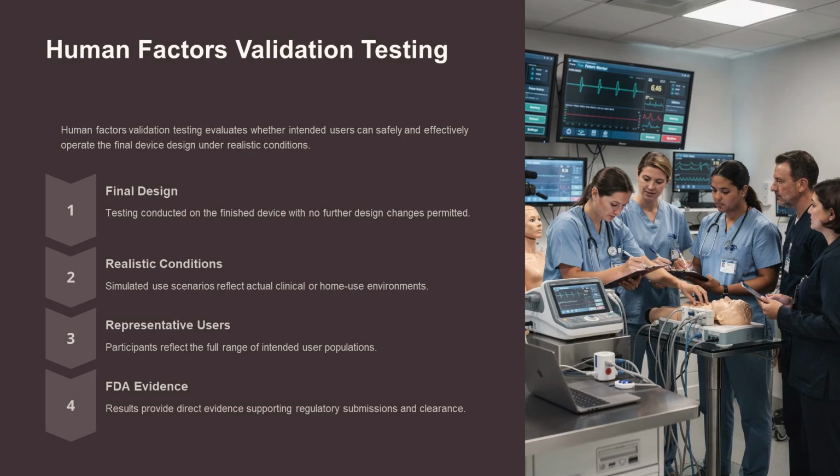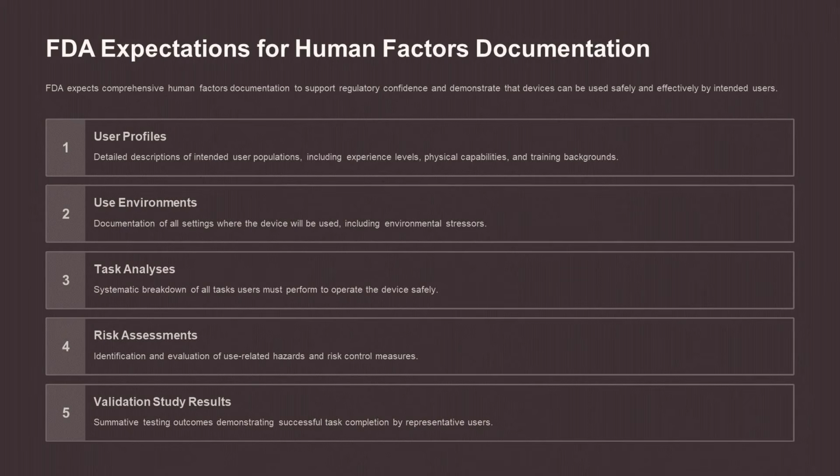Human factors validation testing ensures users can safely operate devices under realistic conditions. It involves final design testing, realistic conditions, representative users, and FDA evidence. FDA expects comprehensive documentation to support regulatory confidence and demonstrate device safety and effectiveness. This includes user profiles, environments, task analyses, risk assessments, and validation results.